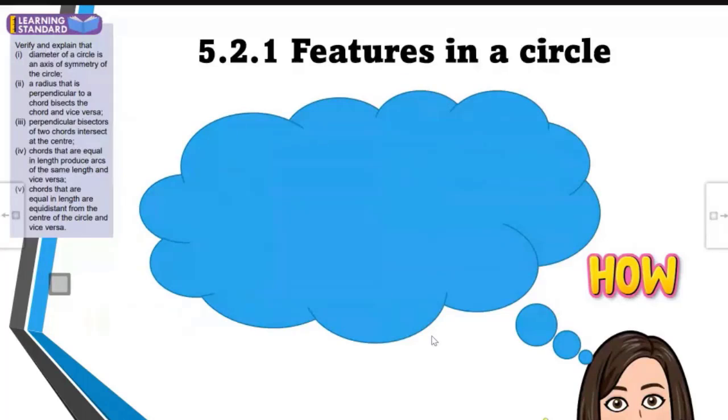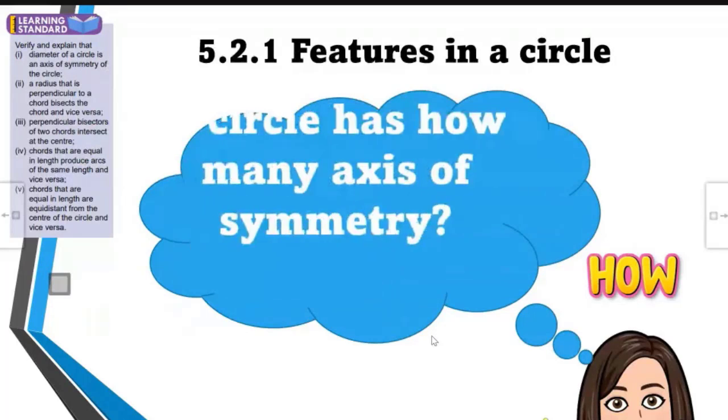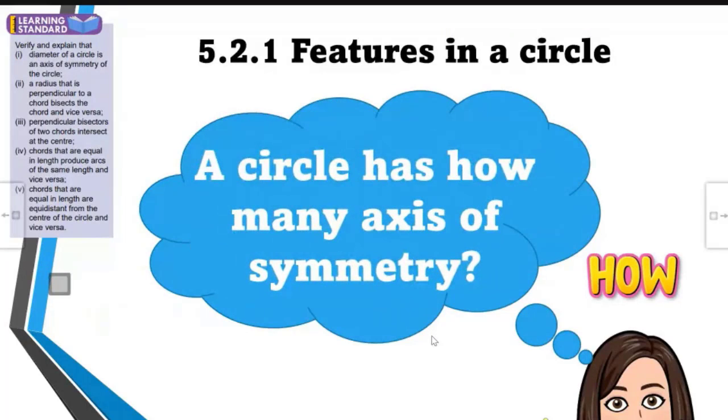Okay, so in the circles, do you know circles has how many axes of symmetry or not? Anybody know? Respond in the chat, or you can turn on your mic to respond. How many axes of symmetry for a circle?